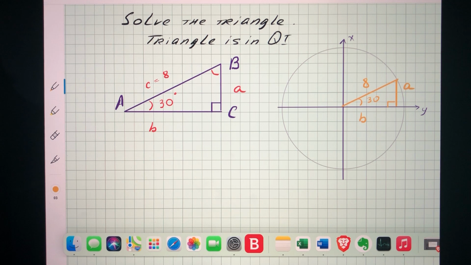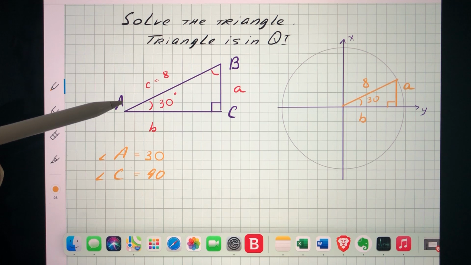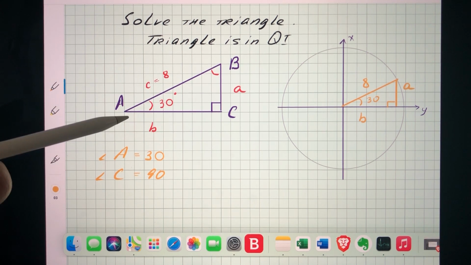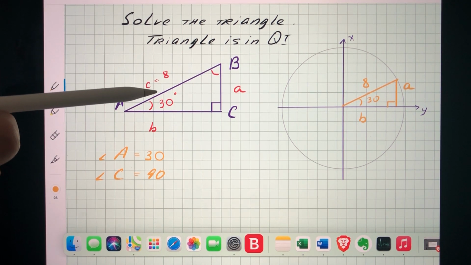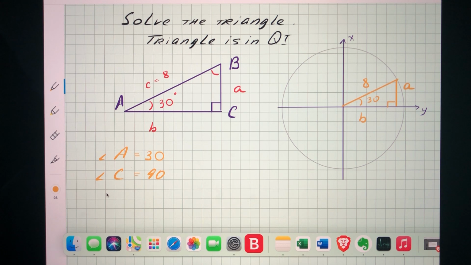So what we have is, angle A is 30 degrees, angle C is 90 degrees, and we know that all the angles add to 180, which means we can figure out what the angle B is right away. All we need to do is take 180 and subtract the other two angles. So the angle B is 180 minus 90 minus 30. 180 minus 90 is 90, 90 minus 30 is 60. So the angle B is 60.